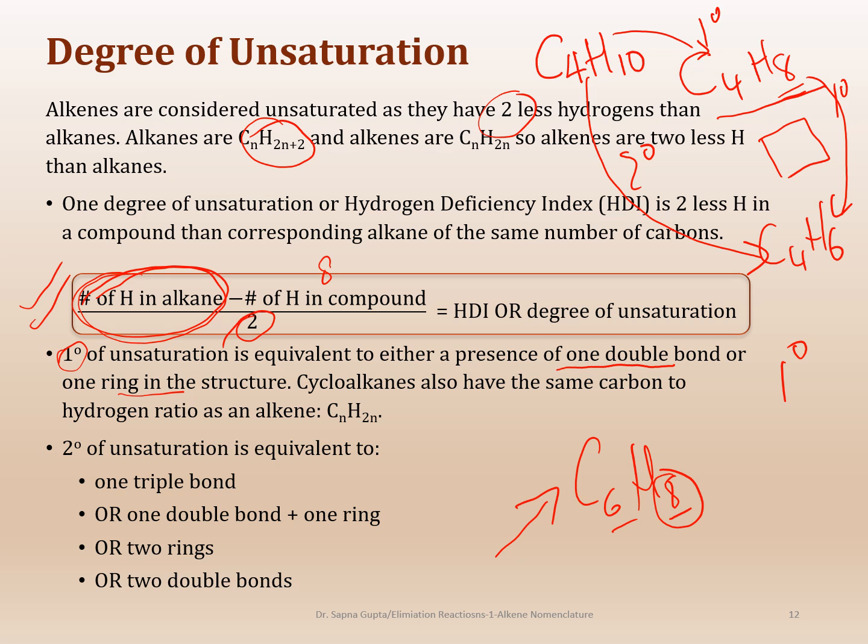So for 2 degrees of unsaturation, what is possible? Anything is possible. You can have a triple bond, you can have a double bond and a ring, you can have 2 rings, you can have 2 double bonds. So you have all sorts of structures possible when you have 2 degrees of unsaturation. Imagine what you can do with 3.